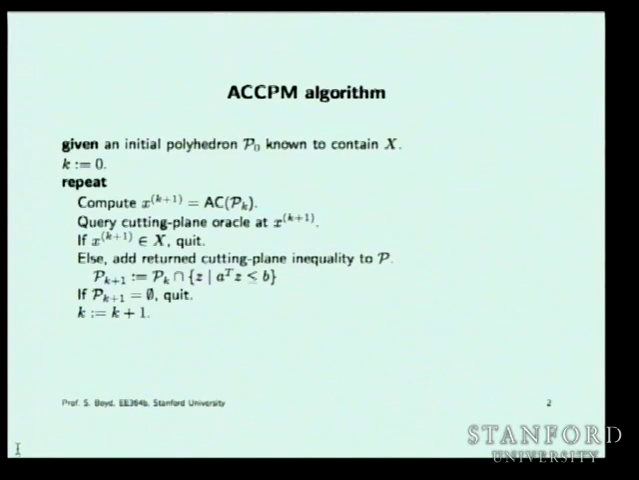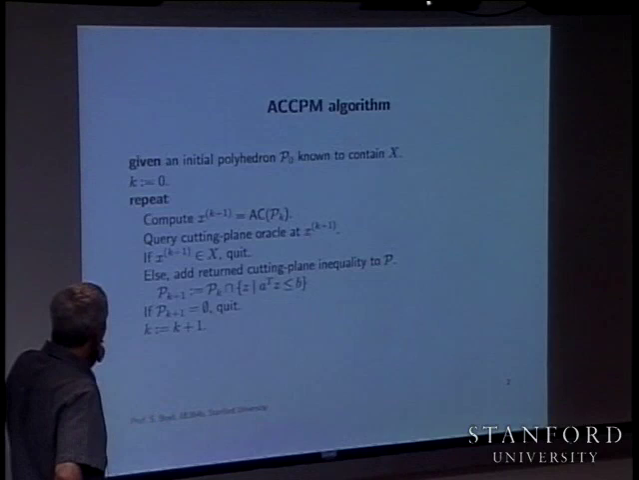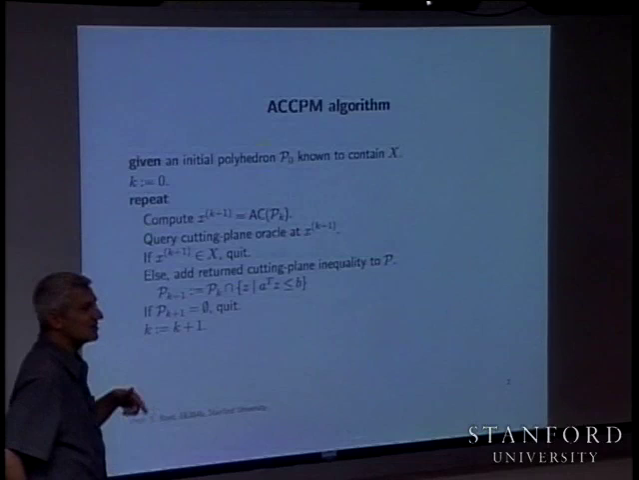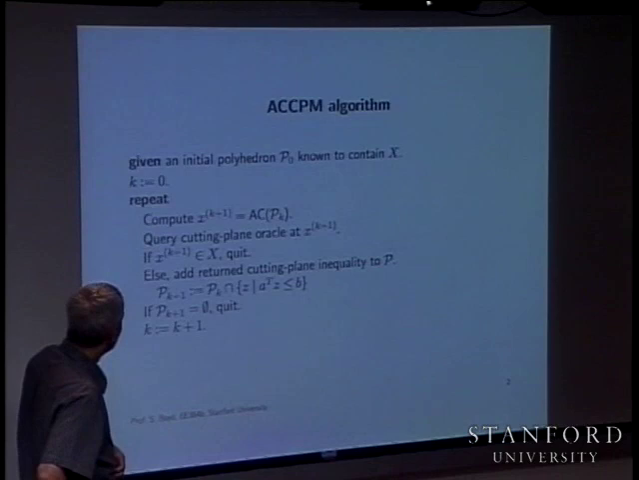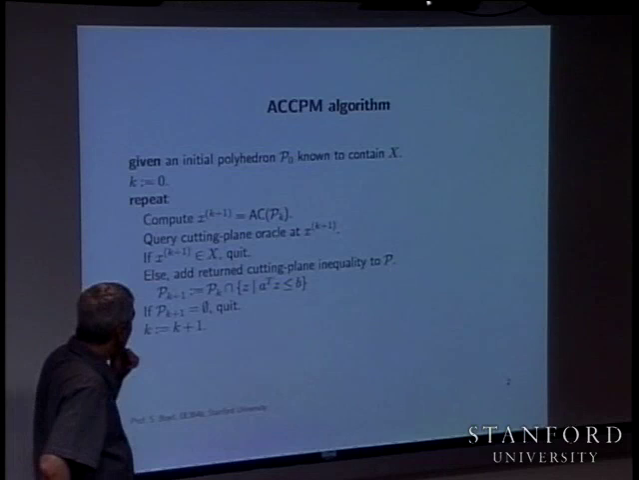Okay, so here's the analytic center cutting plane method. You're given an initial polyhedron known to contain some target set, which might be feasible points, might be epsilon suboptimal points. It doesn't really matter what it is. You find the analytic center of the polyhedron, more precisely, of the linear inequalities that represent the polyhedron, and you query the cutting plane oracle at that point. If that point's in your target set, you quit. Otherwise, you append this new cutting plane to this set.